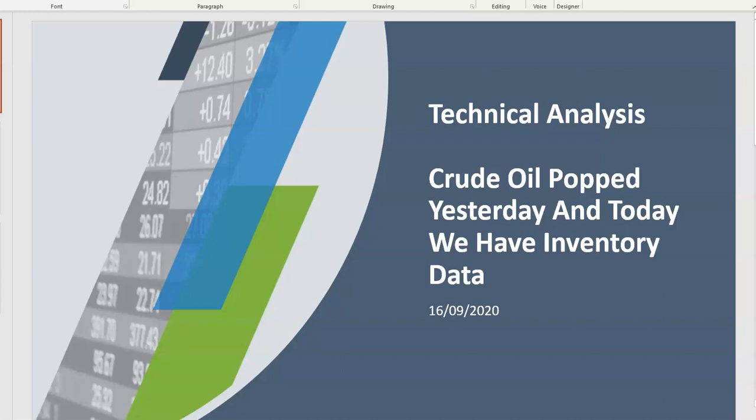Now, in today's market segment, in the commodity segment, what I really wanted to touch base on is crude oil, because the prices popped yesterday, both for Brent and crude. We'll have a look at that and have a discussion around some potential support and resistance levels ahead of the inventory data, which we are going to see today as well.